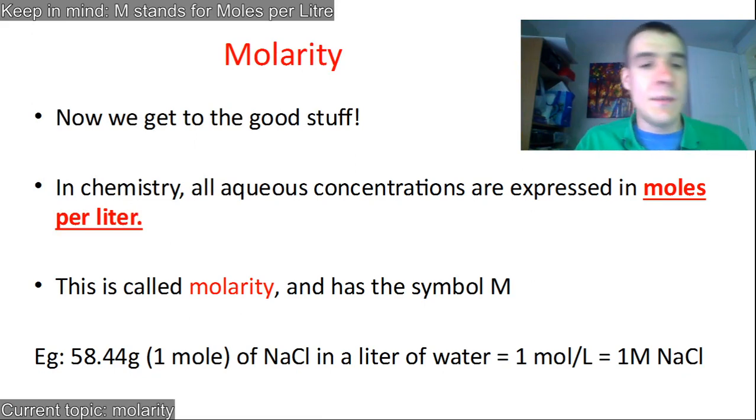All right, so this is the one that the chemists like. We like to express things in moles per liter, or sometimes millimoles per milliliter, or any kind of thing like that.